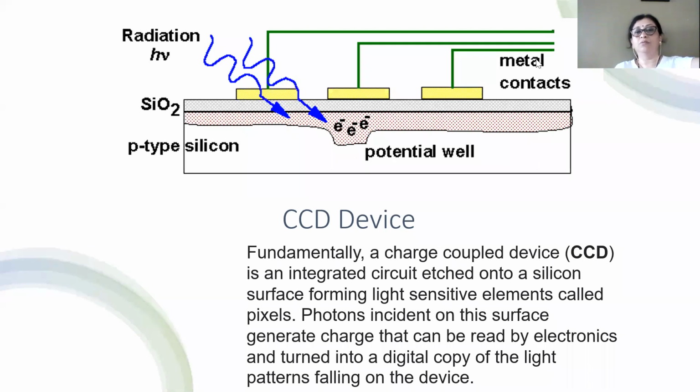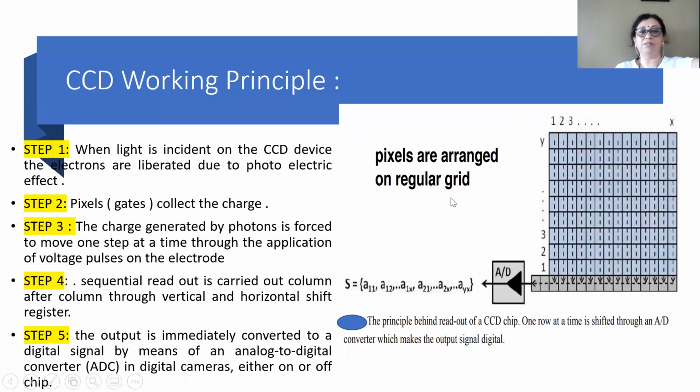Okay, so here you can observe the light is falling on the device, and you can observe three metal contacts are given. 3 or 4 metal contacts will be there on each pixel, and these metal contacts are taking part in charge generation as well as in charge transportation. These are responsible for charge transportation from one pixel to another, and then finally to the output. Okay, so this is what is happening in charge coupled device.